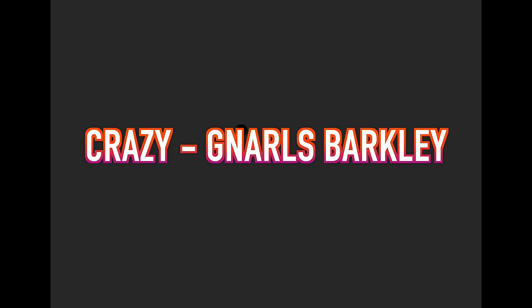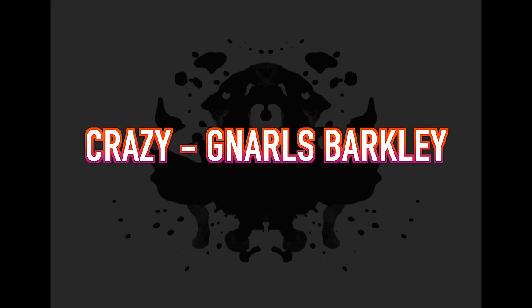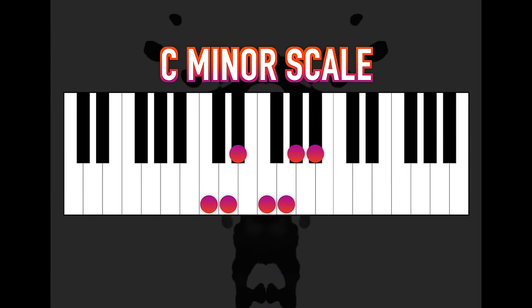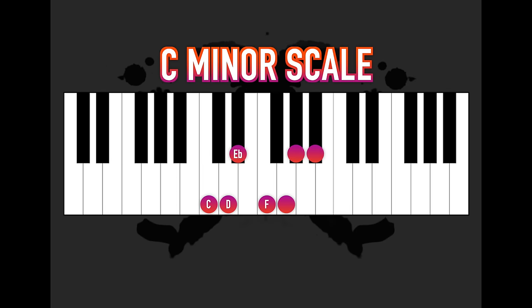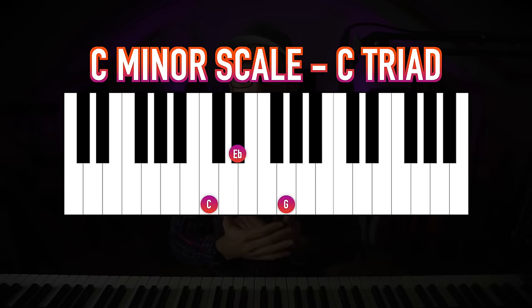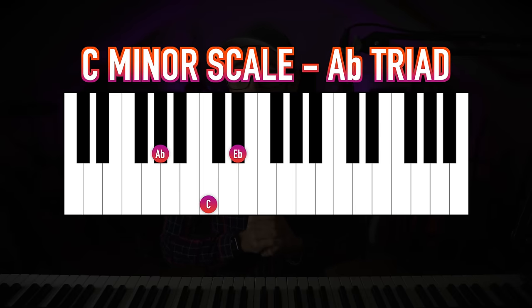So, for example, if we take the song Crazy by Niles Barkley, this song uses a C minor scale, and the seven notes in a C minor scale are C, D, E flat, F, G, A flat, and B flat. And the triads that this song uses are a C triad, an E flat triad, an A flat triad, and a G triad. So firstly, we could play the melody in the right hand and the bass notes in the left hand.